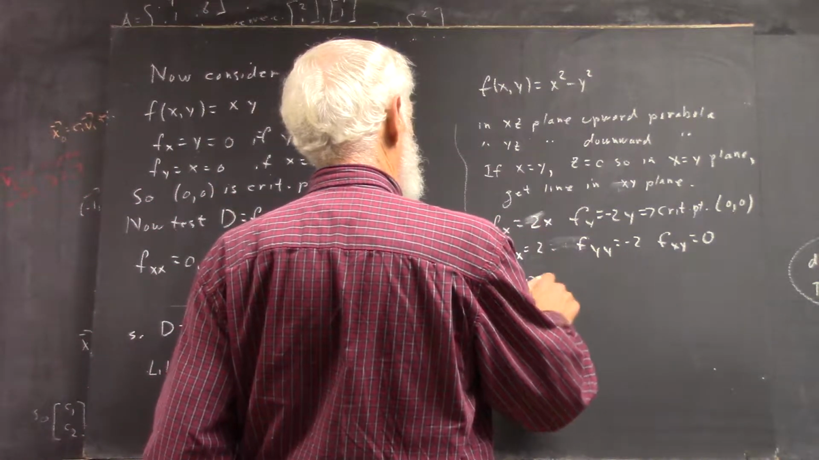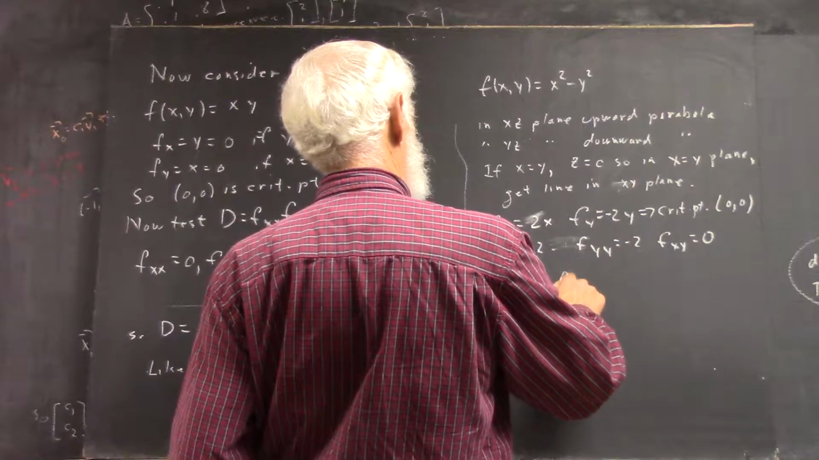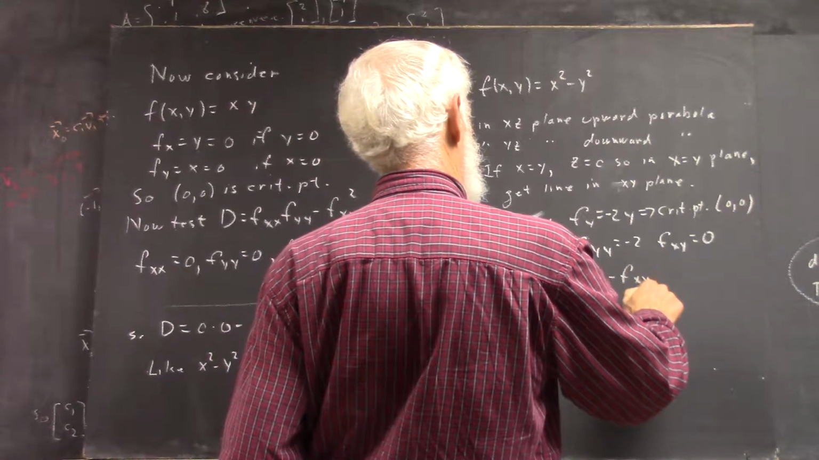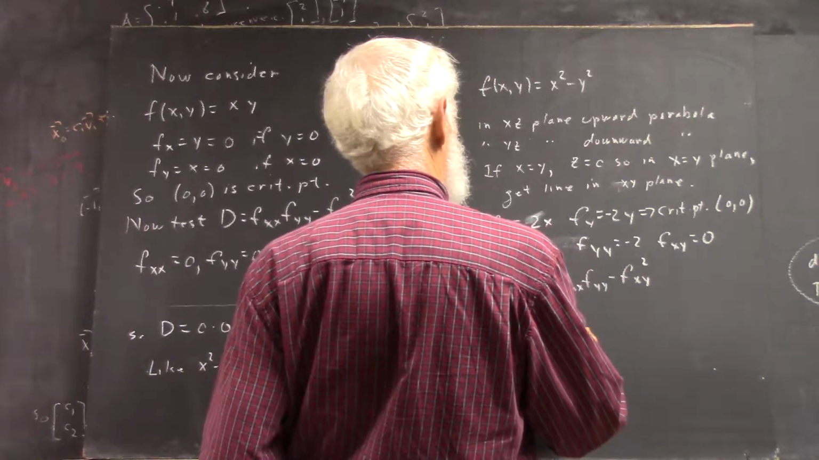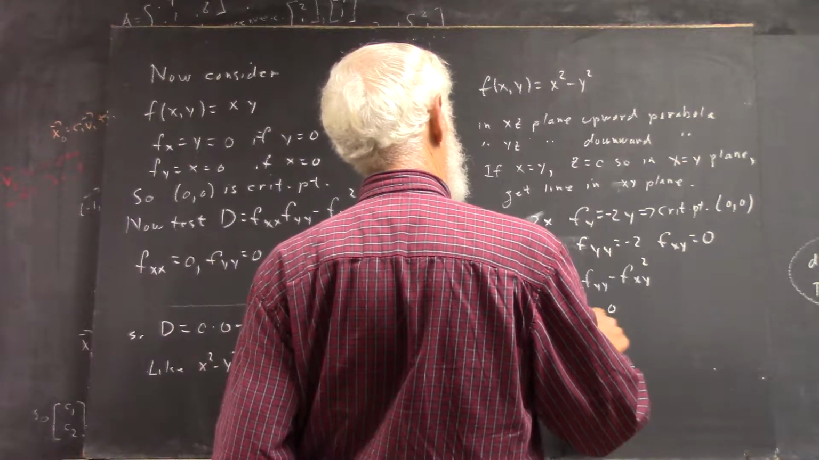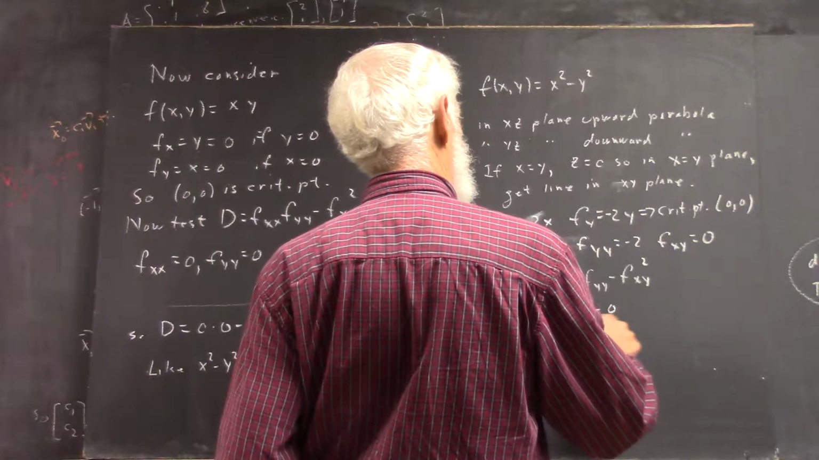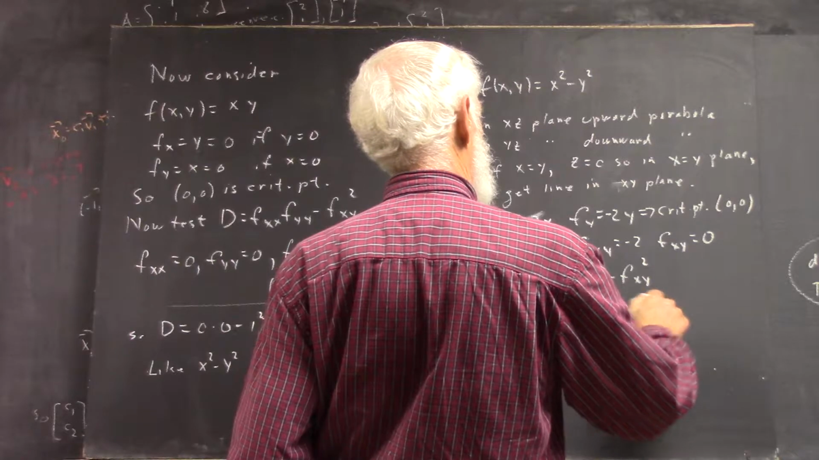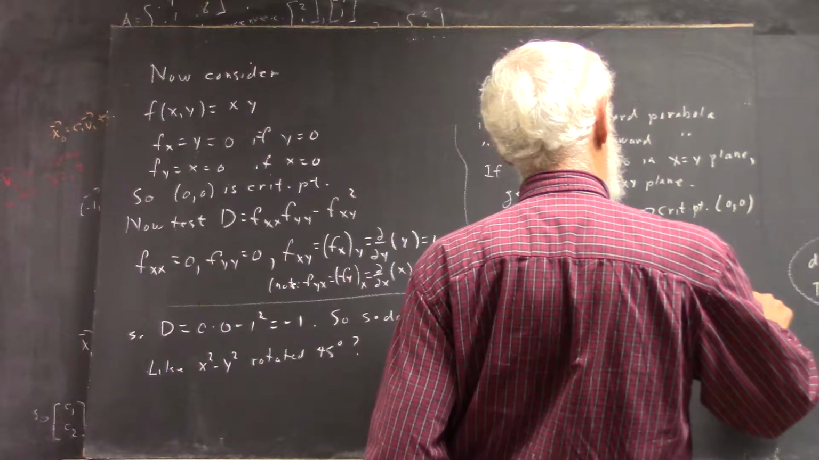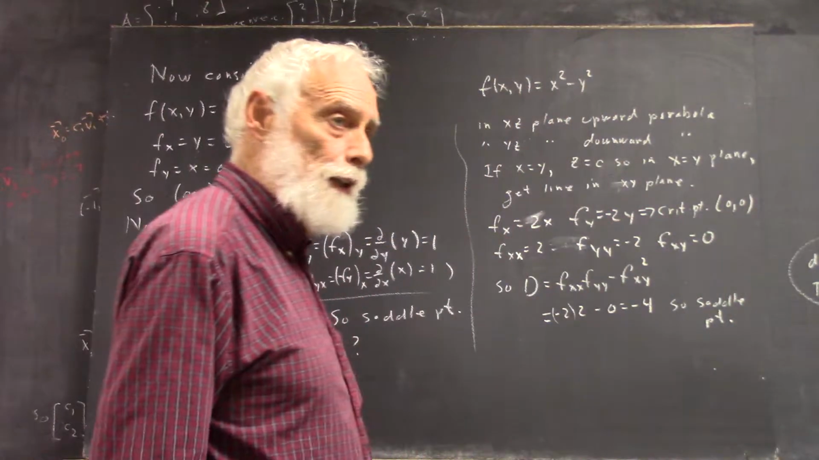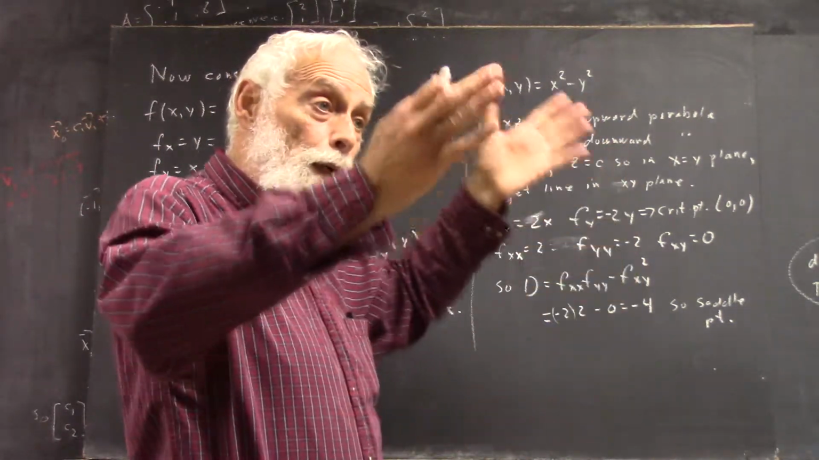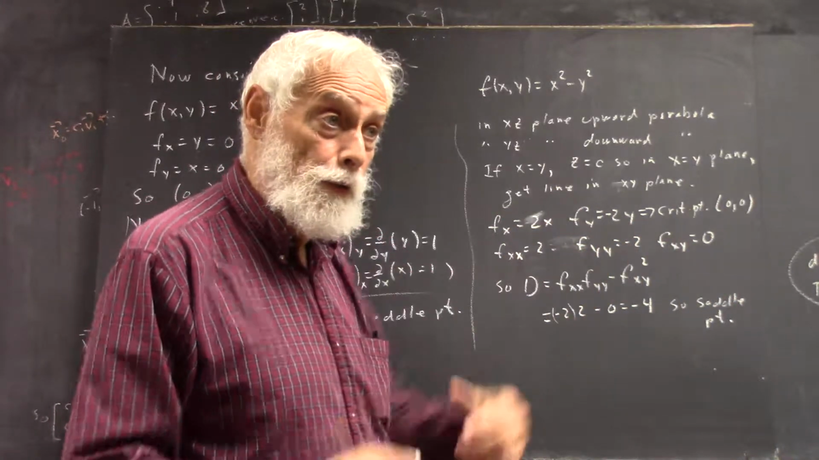So your discriminant is fxx fyy minus fxy squared, which is just 2 times negative 2 minus 0, which is negative 4. So again, you have a saddle point. Now that's obvious just from the fact that you have an upward parabola in the XZ plane and a downward parabola in the YZ plane, right?